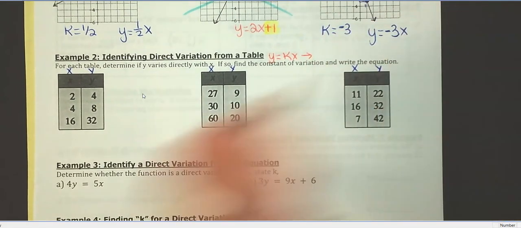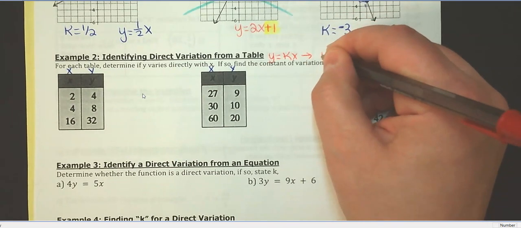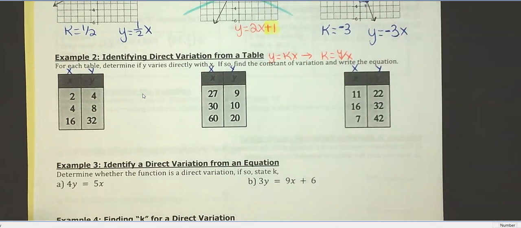If this is a direct relationship, to get the k value, what you would do is divide the y by the x. Like if I have y equals k times x, divide both sides by x to get the constant of variation by itself. If you have a table, if it's a direct variation, for every set of points, the y coordinate divided by the x coordinate should be the same.